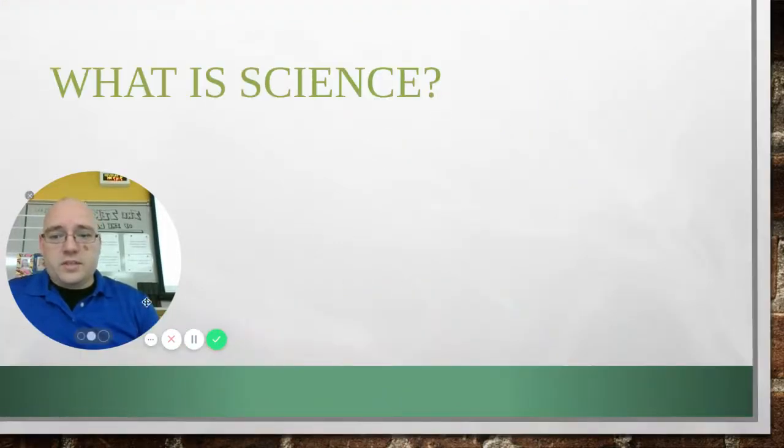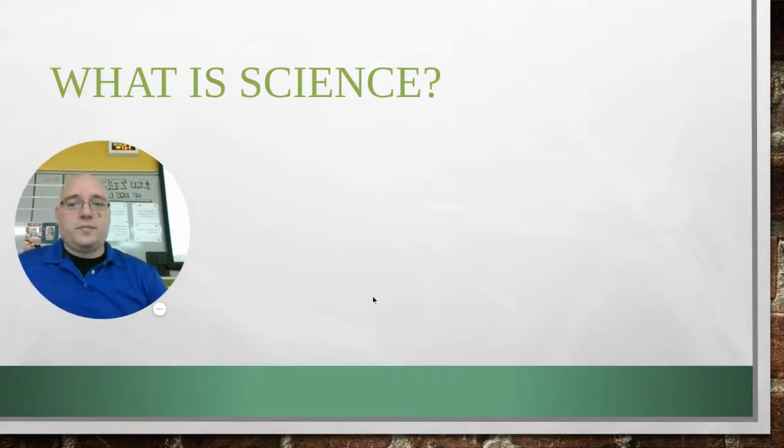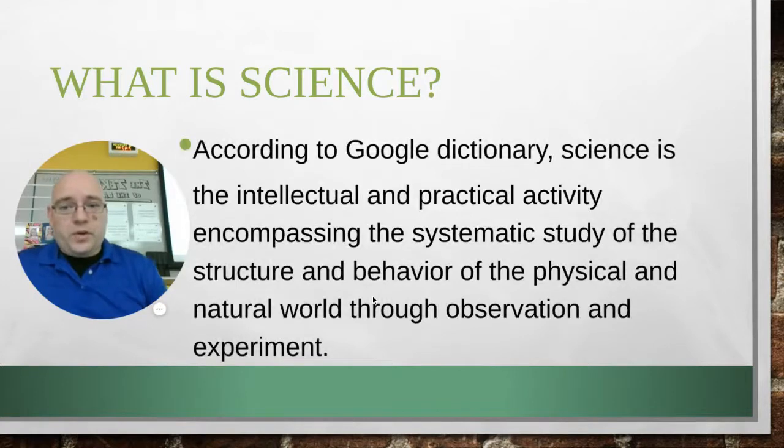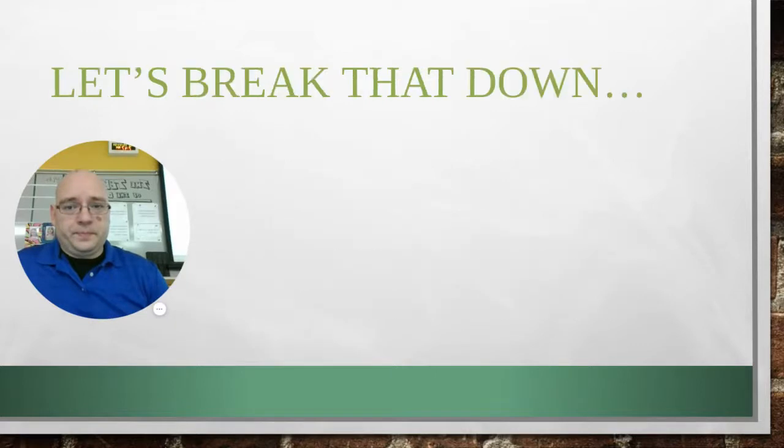So, first off, you're sitting in a science class. So, the question is, what is science? Well, according to Google's dictionary, science is the intellectual and practical activity encompassing the systematic study of the structure and behavior of the physical and natural world through observation and experiment. What? All right, let's break that down.